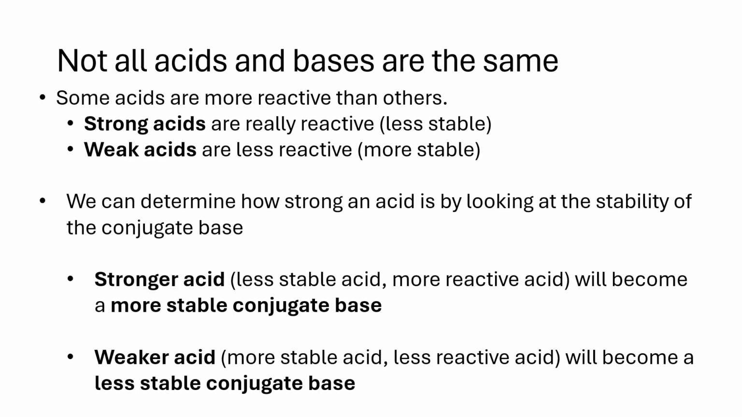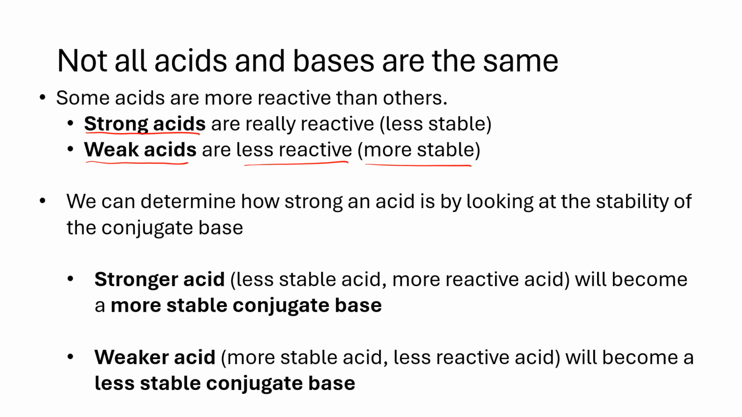We know that some acids are more reactive than others. Acids that are more reactive or less stable, we call strong acids. Acids that are weaker, we call weaker acids. They are less reactive and maybe more stable. We'll see some examples and lists of this in class.